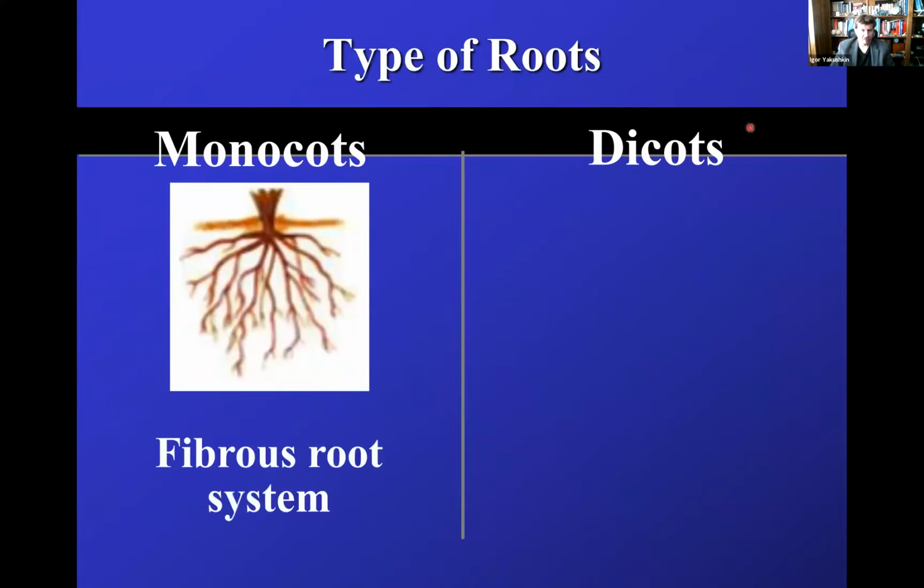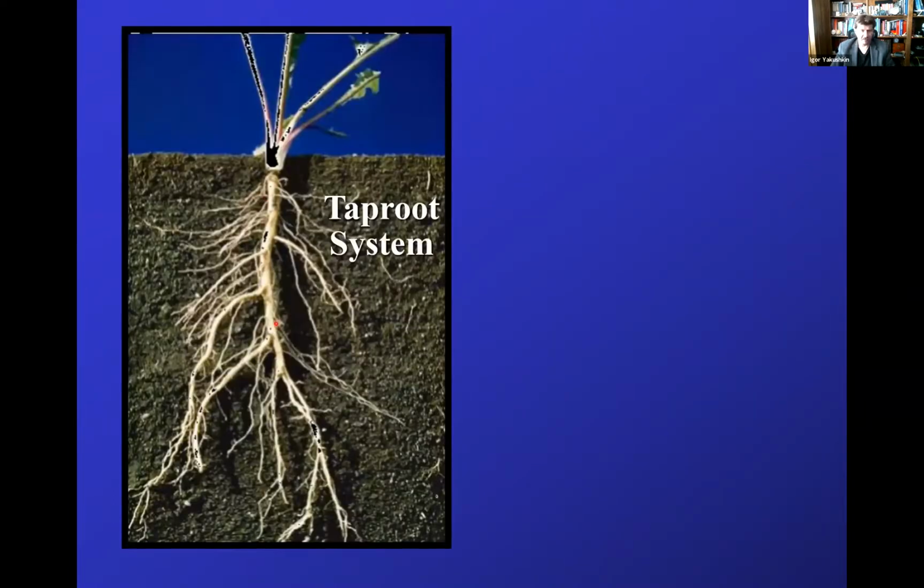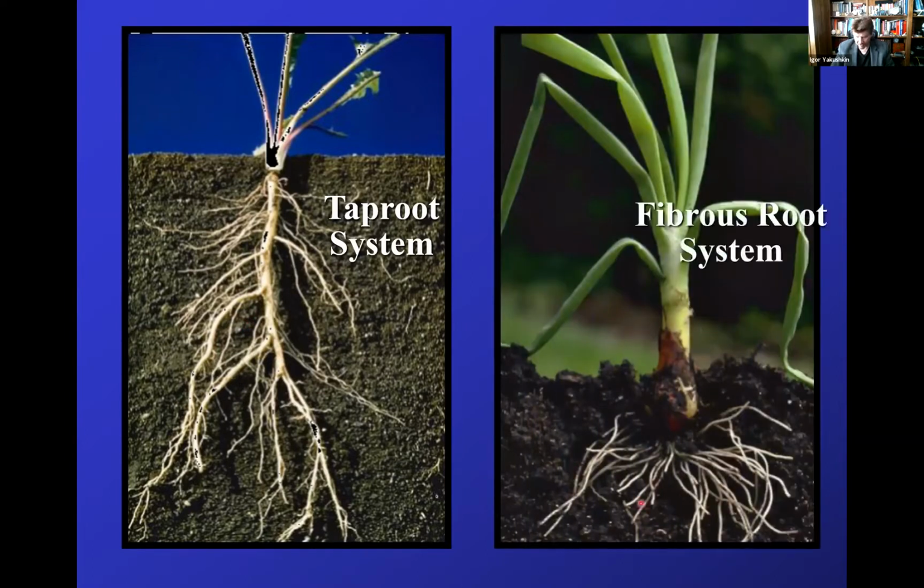So fibrous root system versus the taproot system, already talked about that. This is the taproot. You see the main root with the secondary roots coming out versus fibrous roots. This is kind of hard to say which one is the actual main root, and that's the onion, of course, and that's the dandelion. So let's see another one.